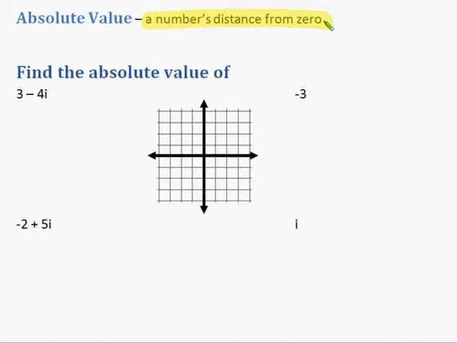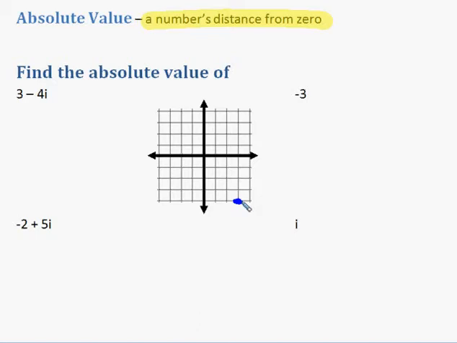So what we'll do is we'll graph these and look at them, finding their absolute value, and then we can come up with an idea that will always work for these. And that's really what algebra is about, generalizing. So here we have 3 minus 4i. We graphed that before. Here's our 3 minus 4i. And we want to find its distance from 0.